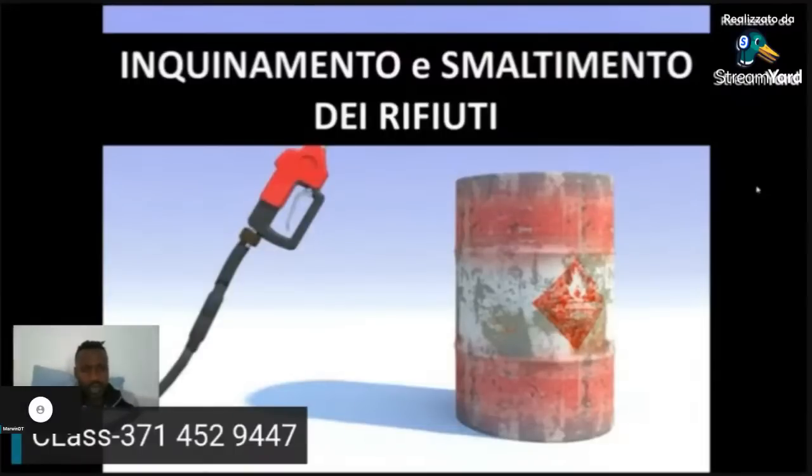So now we are going on to inquinamento e smaltimento dei rifiuti. That is contamination and pollution on the road. So we are going to see what it's all about. So let's proceed.